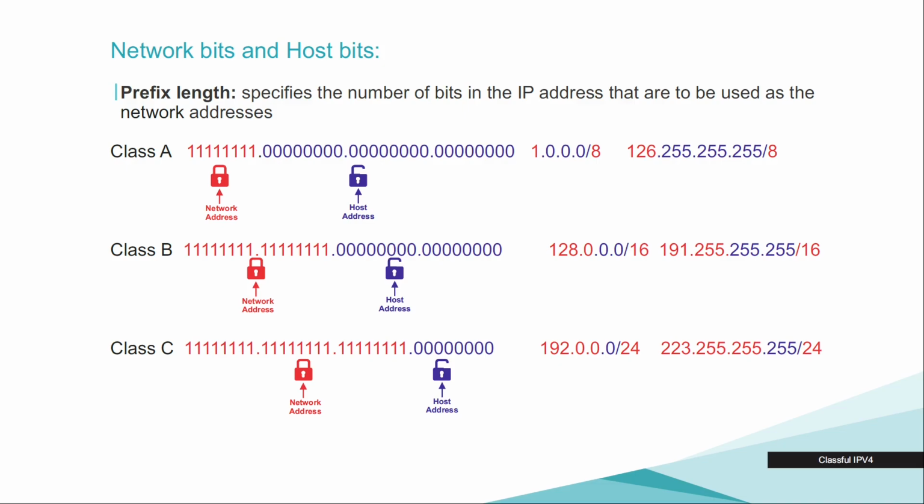For Class B, the prefix is /16, which means 16 bits are being used as the network address, and the last 16 bits are used as the host address. Class C has the prefix /24, and this means the first 24 bits are being used for the network address, and the last 8 bits are used for the host address. So for Class A, the first octet is used as the network address. For Class B, the first 2 octets are used as the network address. And for Class C, the first 3 octets are used as the network address.